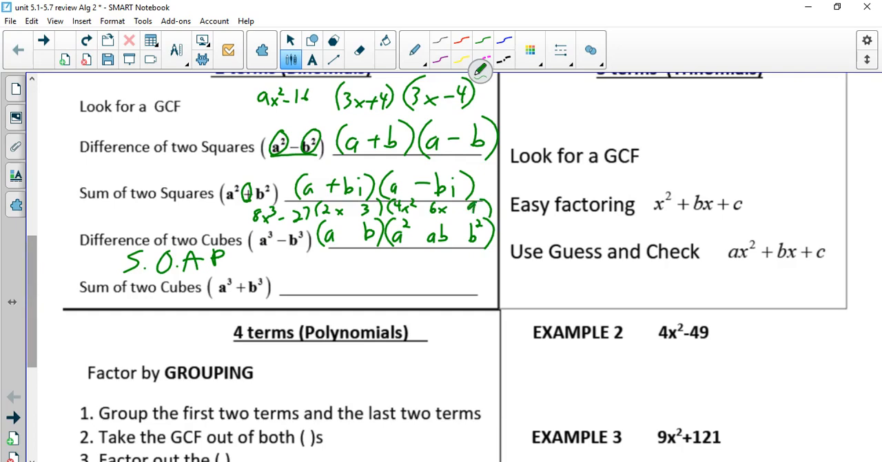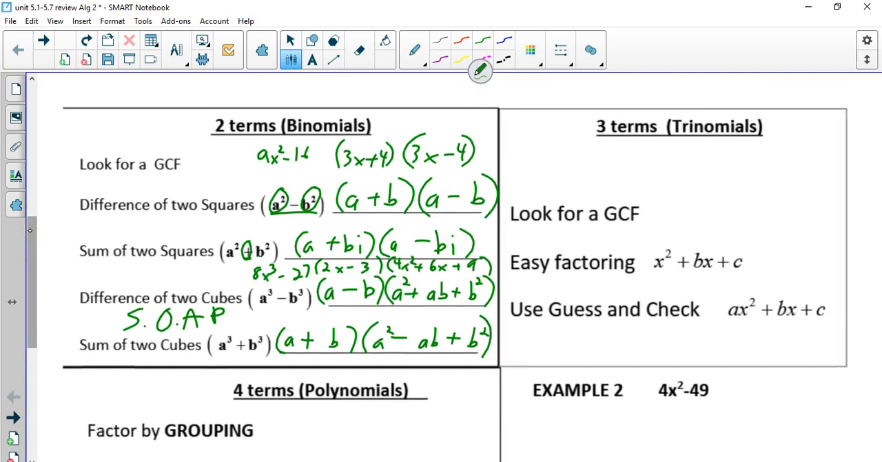And now here's where the SOAP comes in. It's same, opposite, always positive. Same, opposite, always positive. And it's going to work the exact same way here. We're going to have a, b, a squared, ab, and b squared. Same, opposite, always positive. And that's it.